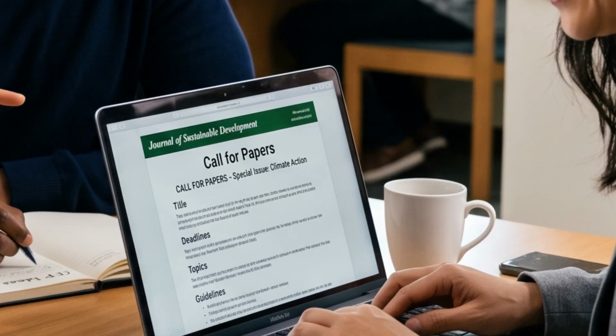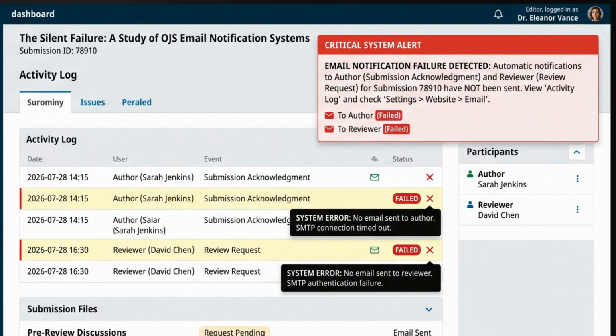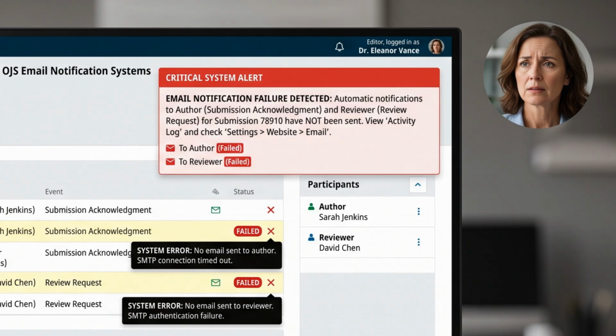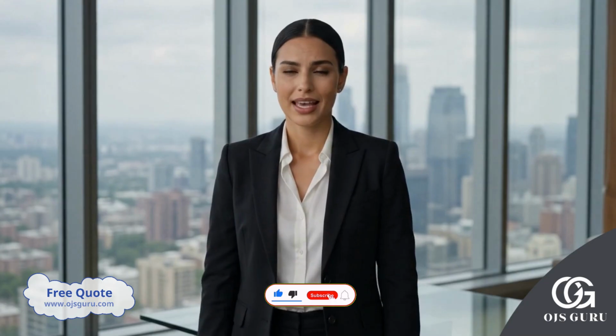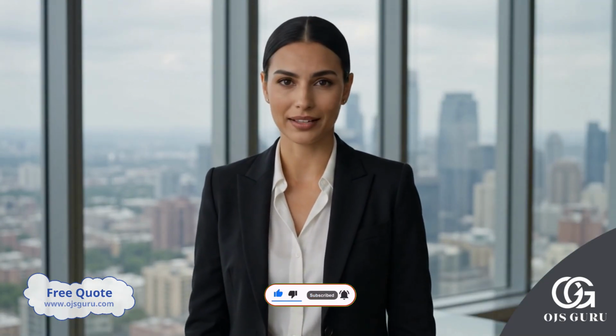Have you sent out a call for submissions, gotten a new paper into your system, and then nothing happened? No email went out to your author. No email went out to your reviewer. And you are sitting there wondering if anyone even knows the paper exists. This is one of the most common problems editors run into with OJS. And the annoying part is, OJS does not always tell you it is happening.